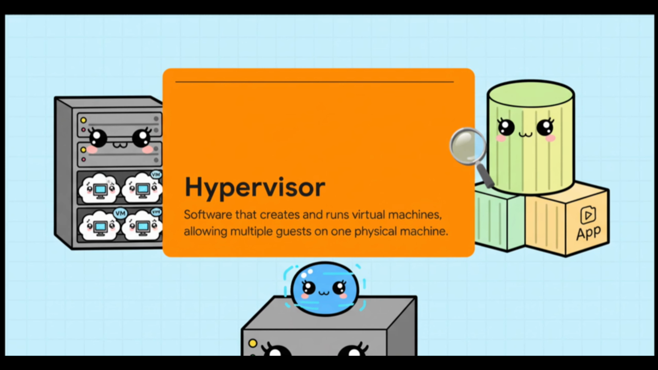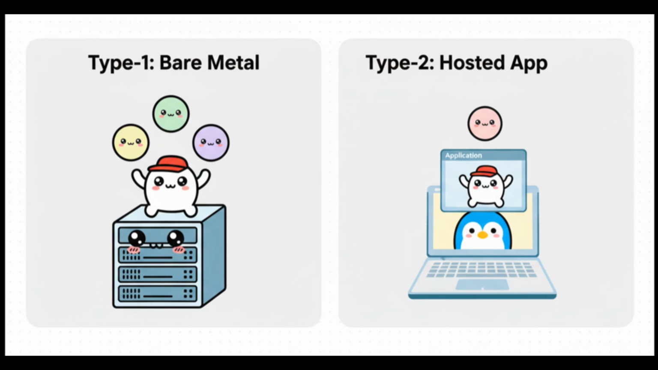You can think of it as a strict but fair manager for the computer's actual hardware. It sits right in between the physical machine and all the virtual ones, and its job is to take all the requests for CPU time, memory, and storage, and then carefully hand out the real resources among all the guest machines that are running. Now, you should know that not all hypervisors are created equal. They basically come in two main flavors.